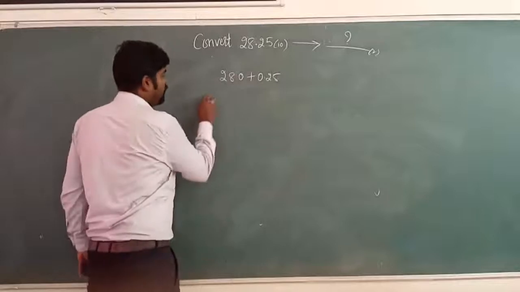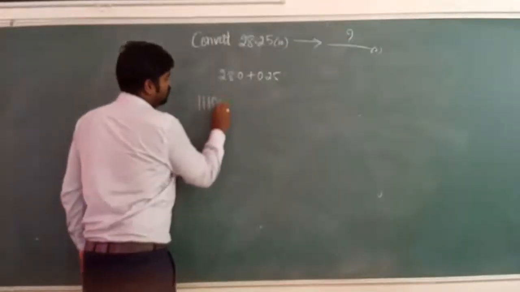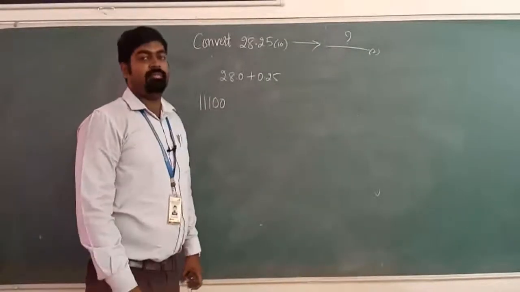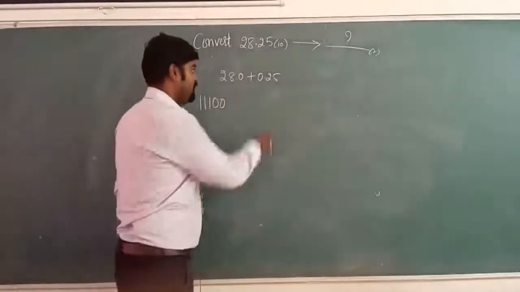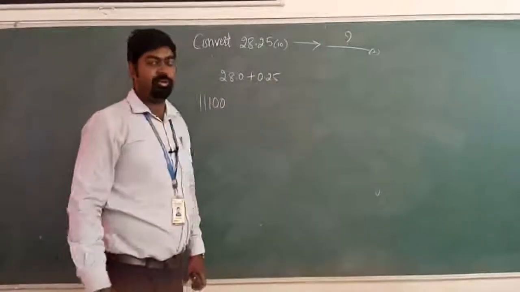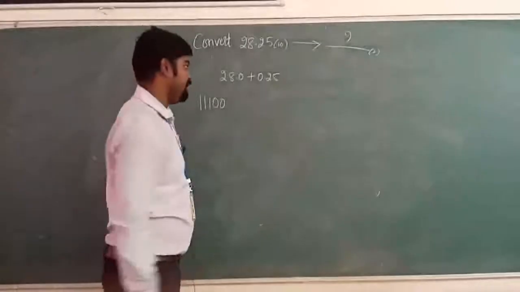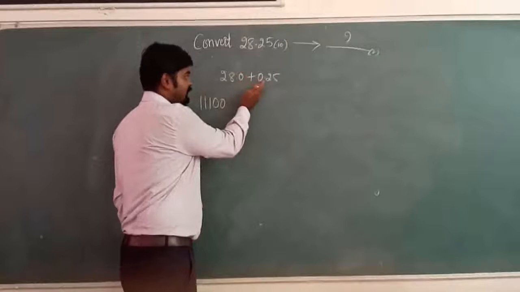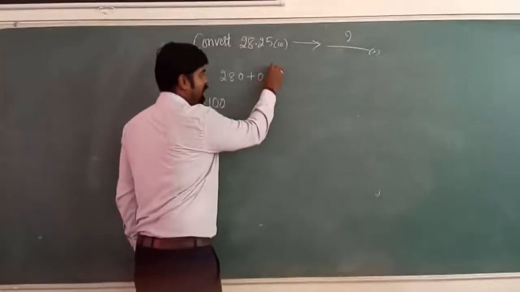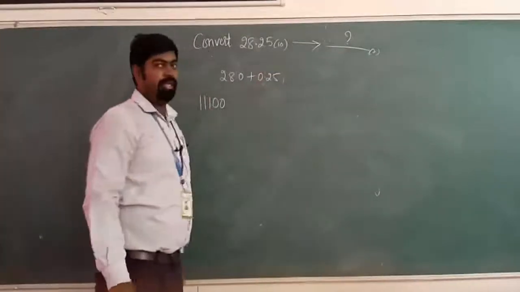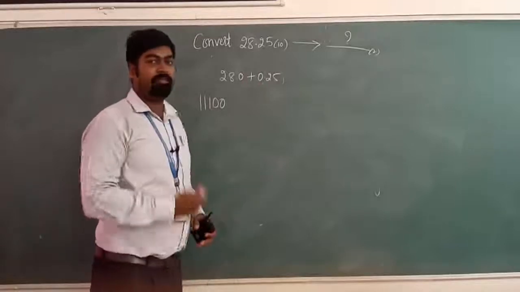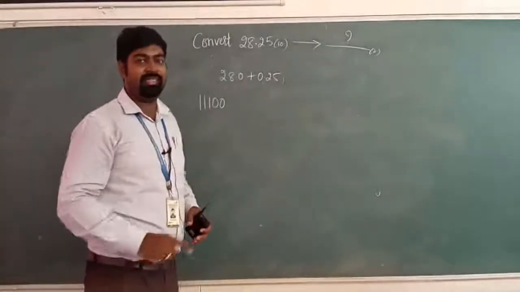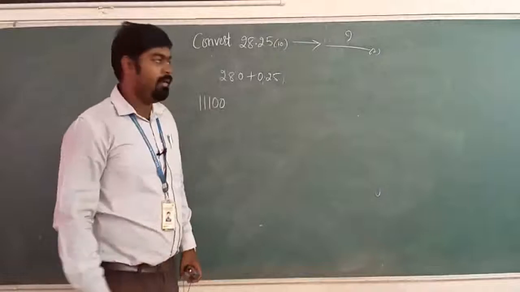Now 28 we already have as 11100. But is the binary equivalent complete? No, because you still have the fractional part which is left out, which needs to be converted to binary. So how is that converted? Like I said, instead of dividing this number by 2, we need to multiply the fractional part by 2 in such a way that after multiple products, we get 1 as the integer. Until then, we need to go on multiplying.